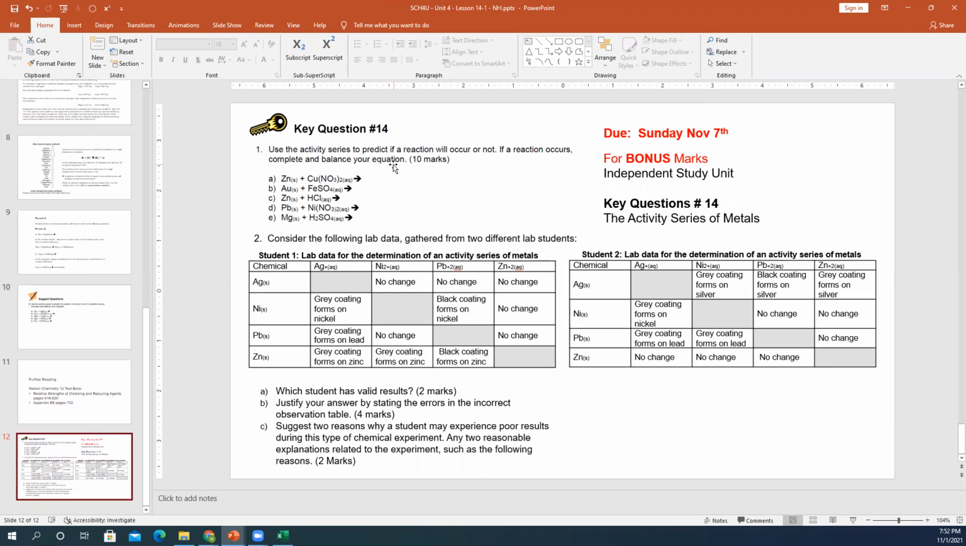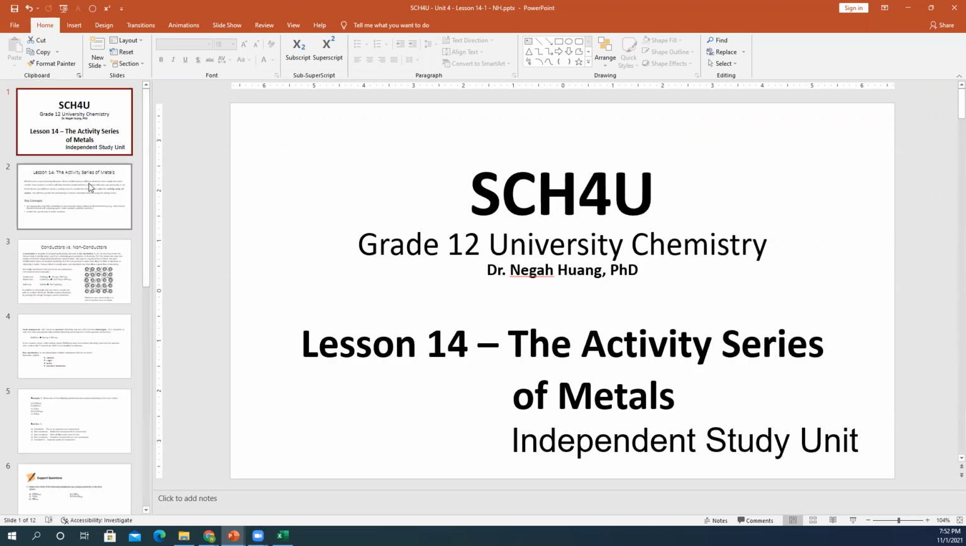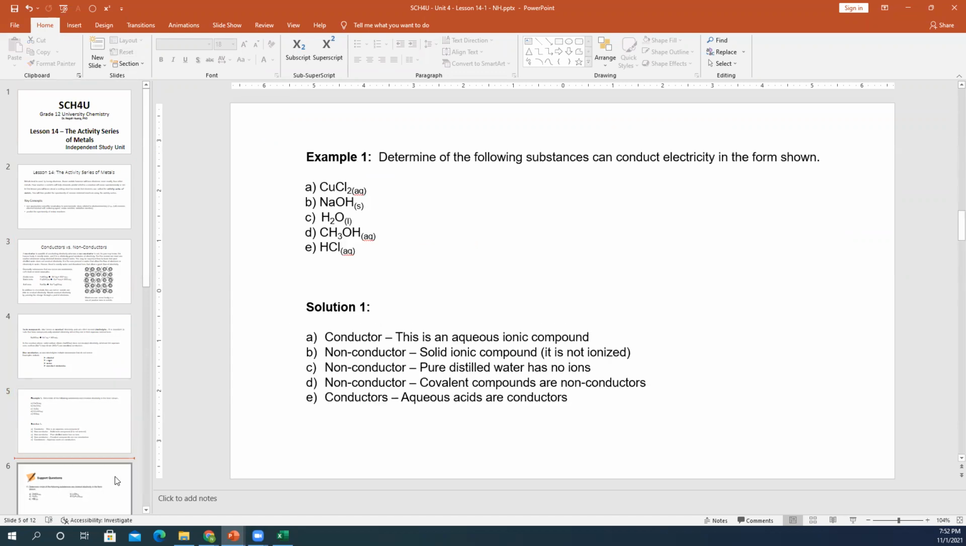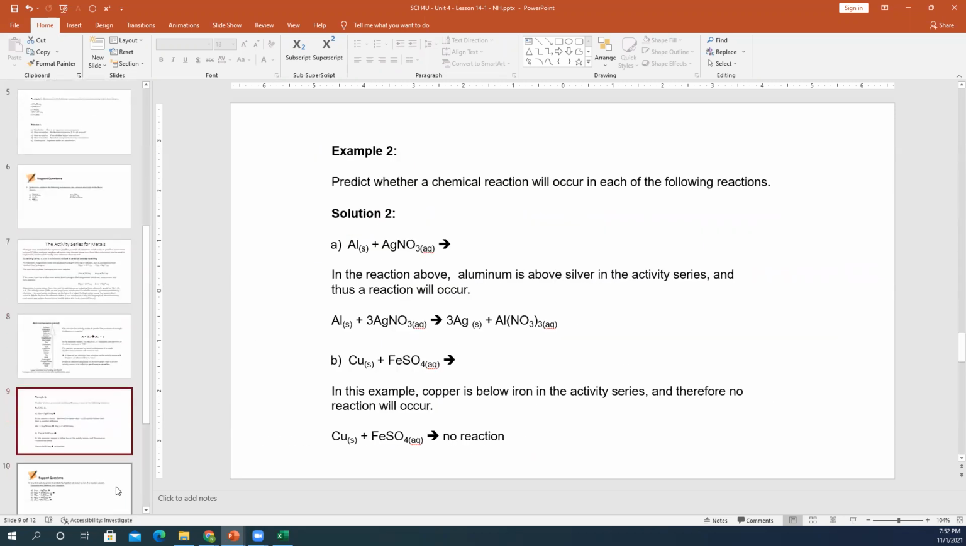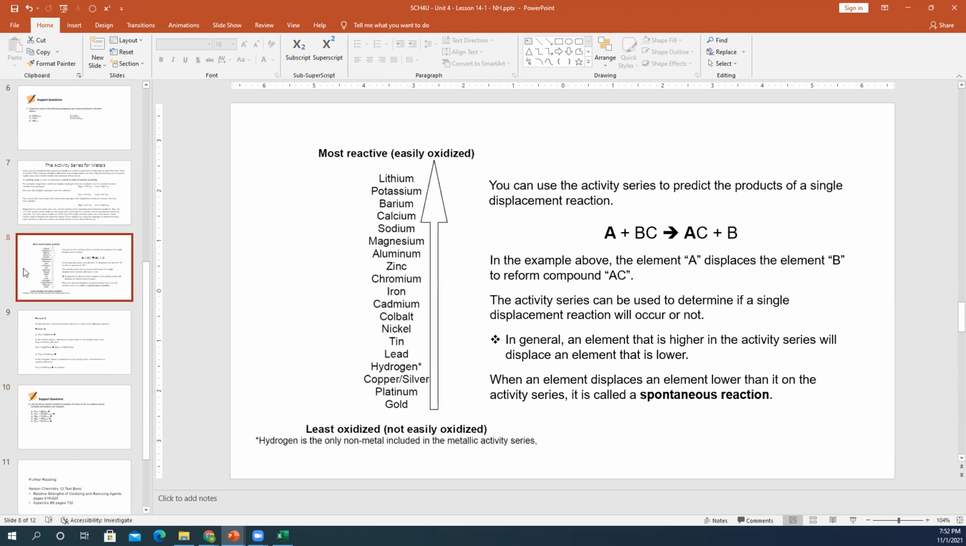All right, that brings us towards the end of our lessons. So we covered lesson 13 and we covered lesson 14, which was an independent study unit. I still think you should go through it and make sure you really understand and do these support questions and do these examples and make sure that you know how the activity series works, because although this is an independent study unit and the assignment for it is a bonus, I do expect you to understand this, and questions like this may creep up on the final exam.